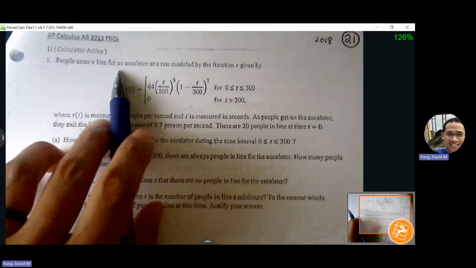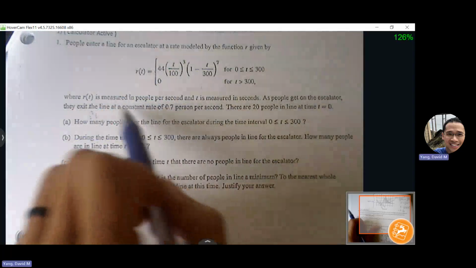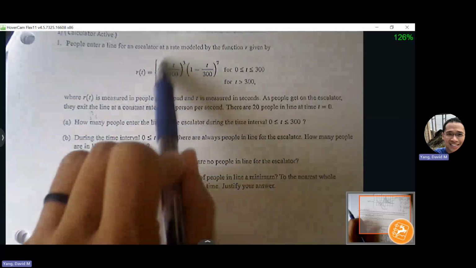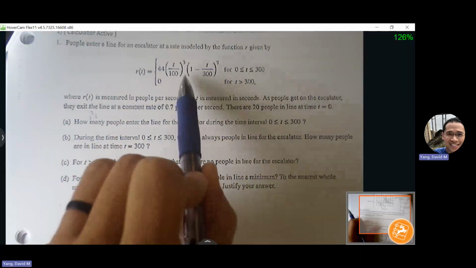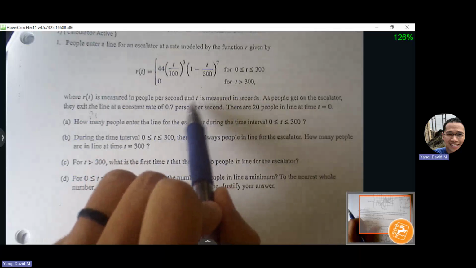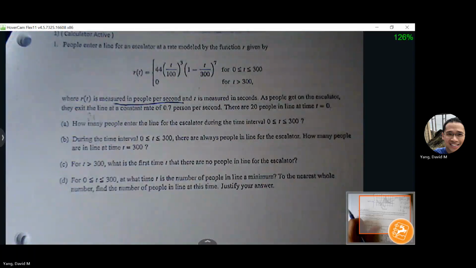All right, people enter a line for an escalator at a rate modeled by a function given by R of t, where R of t is measured in people per second. So if it's rate in, rate out, you're always going to be given something that is a rate. So this is the rate at which people are entering into that escalator, number of people per second. As people get on the escalator, they exit the line at a constant rate of 0.7 person per second. There are 20 people in line at time t equals 0.